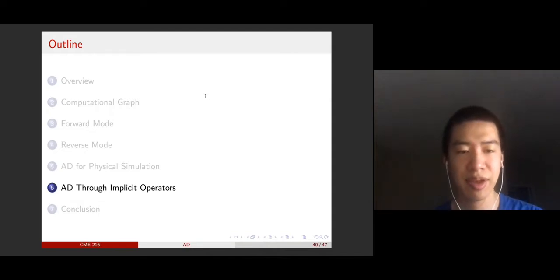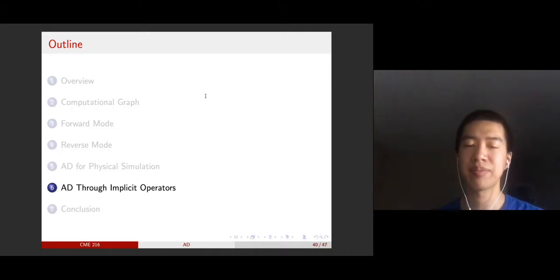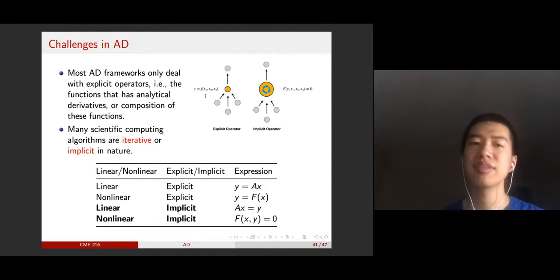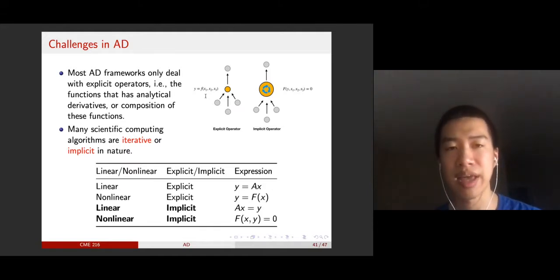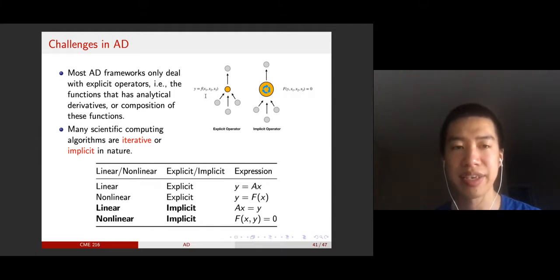In this lecture, we will cover something that's more advanced: automatic differentiation through implicit solvers or operators. If you look at the AD we have looked at so far, those AD are for explicit operators. That is, the functions that have analytical derivatives or compositions of these functions. However, not all operators are of this form. For example, the function may be implicitly defined.